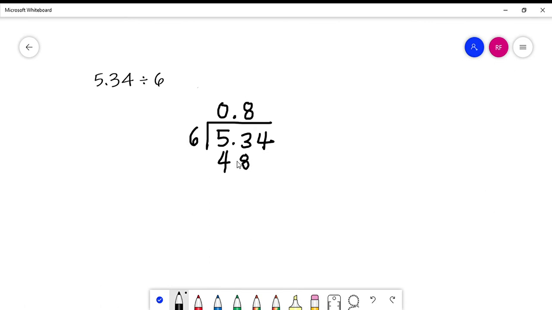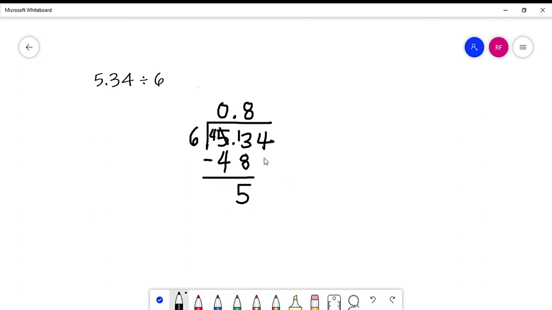Okay, so subtract. Here we cannot subtract 8 from 3, so we borrow from 5. So this becomes 4, and this becomes 13. Then subtract: 13 minus 8 is 5. And here, 4 minus 4 is 0. So since the difference is 0, we don't need to write the 0 here.